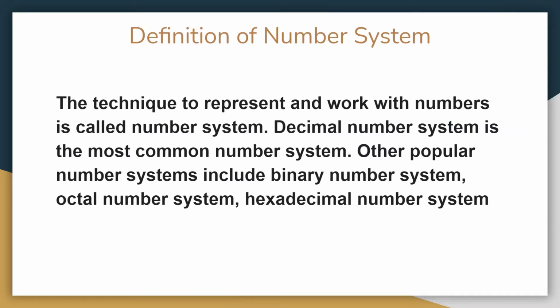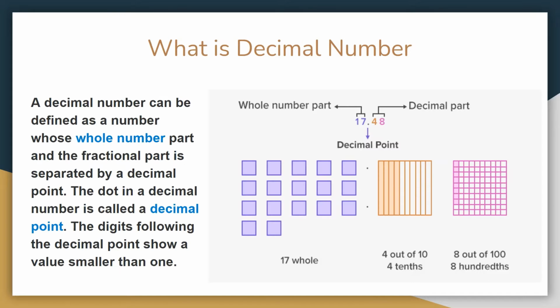At first we have to know what a number system is. A number system is a technique to represent and work with numbers. There are four major number systems: the decimal number system, the binary number system, the octal number system, and the hexadecimal number system. Let's see what the decimal number system is.